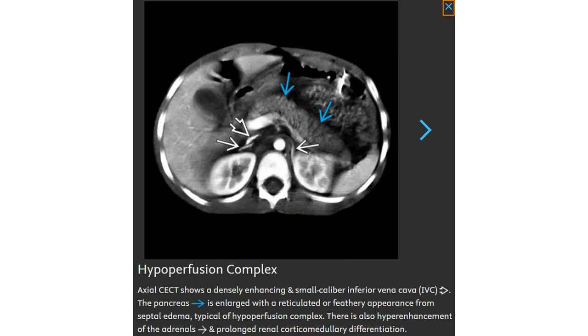Contrast enhanced CT shows a densely enhancing and small caliber inferior vena cava. The pancreas is enlarged with peripancreatic fluid from septal edema, typical of hypoperfusion complex. There is also hyperenhancement of the adrenal glands and prolonged renal corticomedullary differentiation.